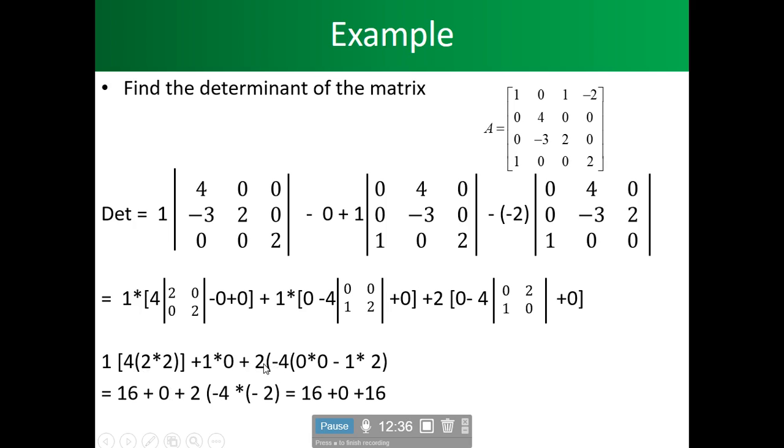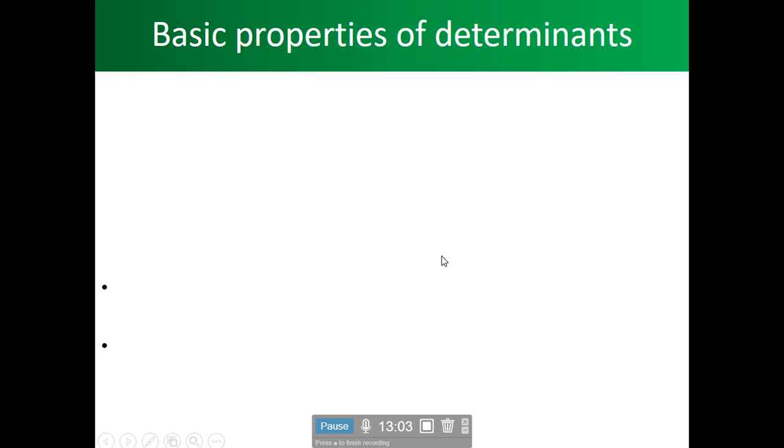Plus we have here what? A minus 4 and a 2. And then we have another minus 2 here. So minus 2 times a minus 4 gives you what? A plus 8. Minus times a minus is a plus. Times 2 is 16. This accounts for the 0. So what is our answer? Yes, 32. All right, we're moving right along.